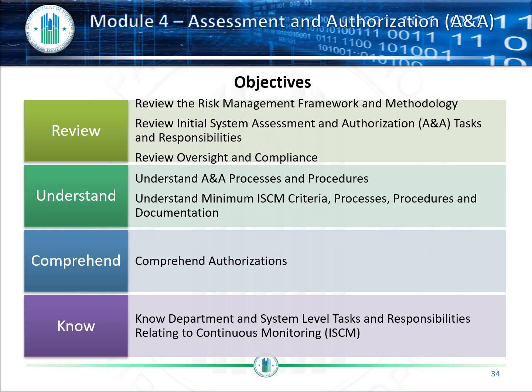The objectives of Module 4 are: review the risk management framework and methodology, review initial system assessment and authorization, or A&A, tasks and responsibilities, review oversight and compliance, understand assessment and authorization processes and procedures, understand minimum ISCM criteria, processes, procedures, and documentation, comprehend authorizations, and know department system level tasks and responsibilities relating to continuous monitoring.